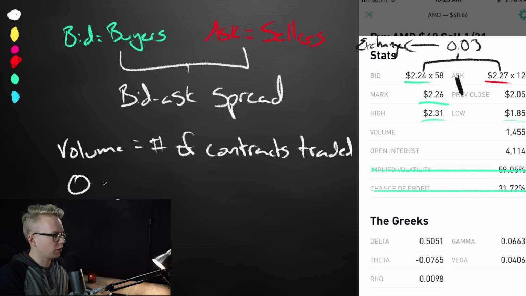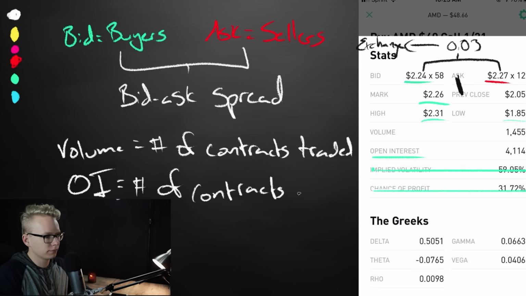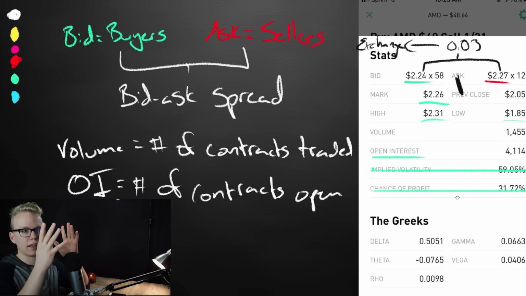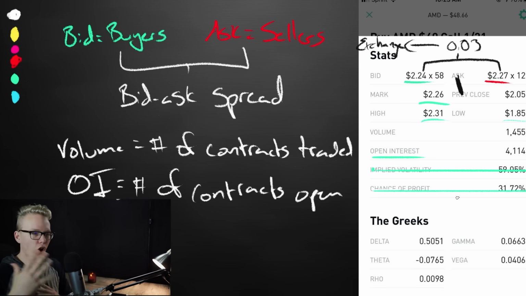Open interest, which we're just going to call OI. And you can see that open interest is right here. Open interest is number of contracts open. So this is saying currently there are 4,114 of this exact call in existence. And they will go in and out of existence as a buyer and seller agree to create a contract, and then a buyer and seller swap sides and destroy that contract. This open interest is going to fluctuate. It's going to grow and shrink.